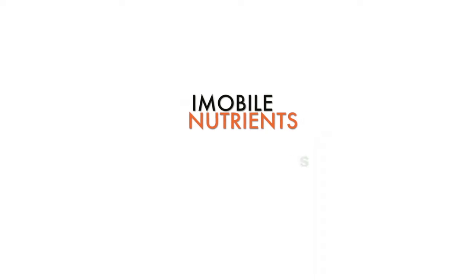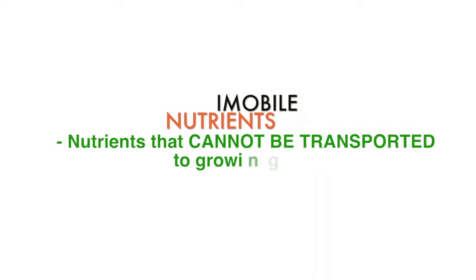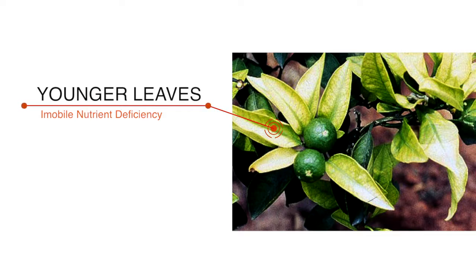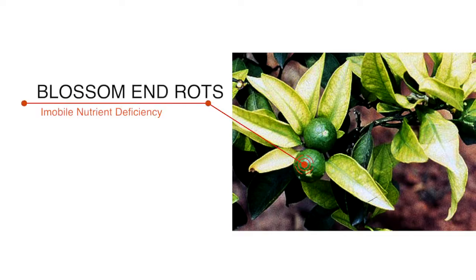Immobile nutrients are those that cannot be transported to growing points. Deficiency symptoms will appear in younger leaves, like calcium, iron, and zinc. As in the case of calcium, when there is not enough, it cannot be transported to growing points. The young leaves of terminal buds are necrotic from tip and margins at first, and then turn brown. If it is fruit formation, the fruits will show blossom end rot.